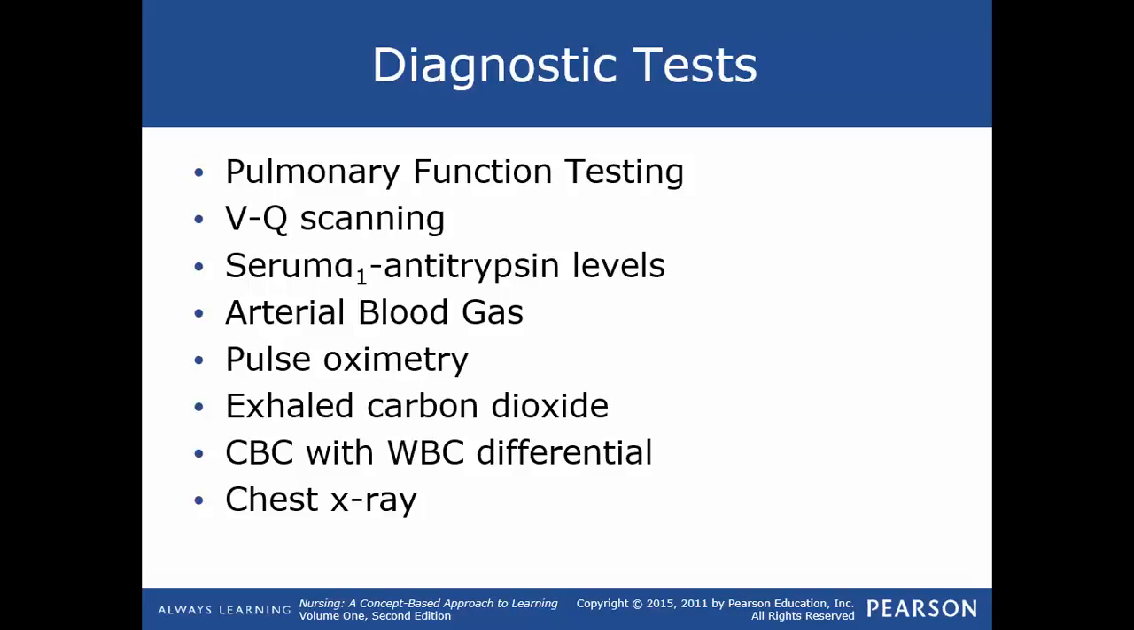Your CBC with differential will show an increase in their red blood cells, and that's the body trying to pump out more red blood cells, trying to help with this hypoxia. They will also have an increase in their hematocrit. This is known as erythrocytosis, as chronic hypoxia stimulates increased erythropoiesis to improve oxygen carrying capacity of the blood. So basically they're just trying to get out more of these blood cells so that they can hopefully get more oxygen circulating throughout the body.